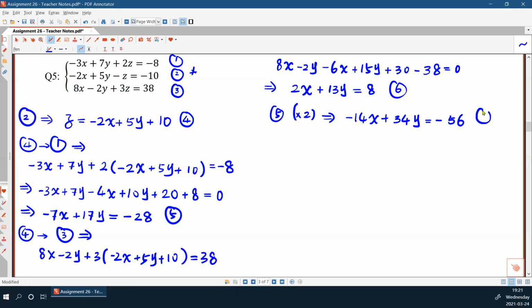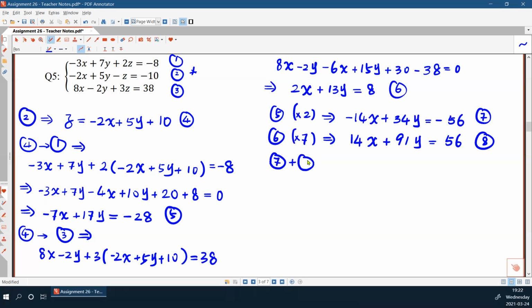Okay, let's say this is 7. And times 7 to both sides of equation 6 will give us 14x plus 91y equals 56. Okay, so let's say this is number 8. So in order to eliminate x, we can use 7 plus 8, and this will give us 105y equals 0, right? Okay, so that means y is 0.